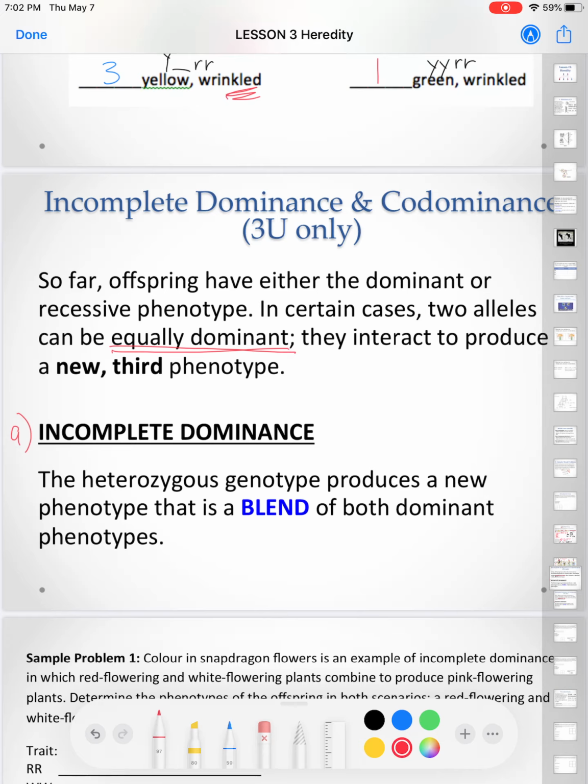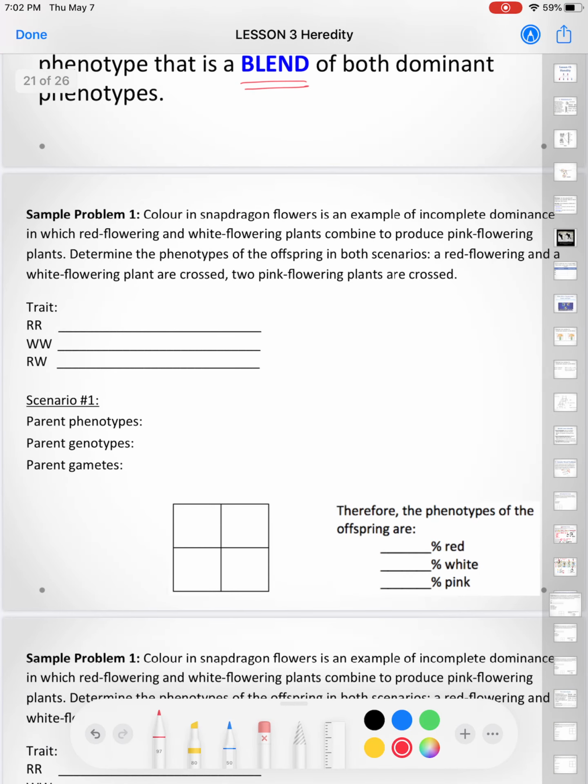So the first way here is incomplete dominance. This is the case where the heterozygous genotype is actually a blend of both dominant phenotypes. This will make sense in just a second when we do a sample question. You can see the setup is exactly the same with the traits and the parent phenotypes and the offspring and the Punnett square.